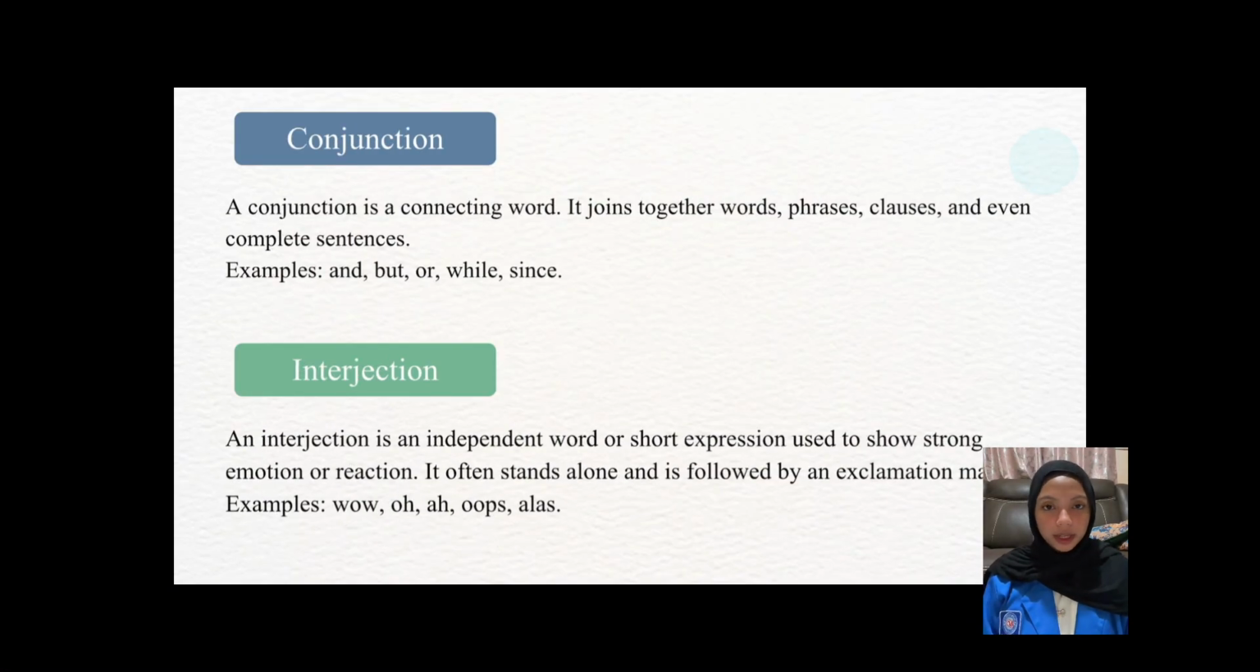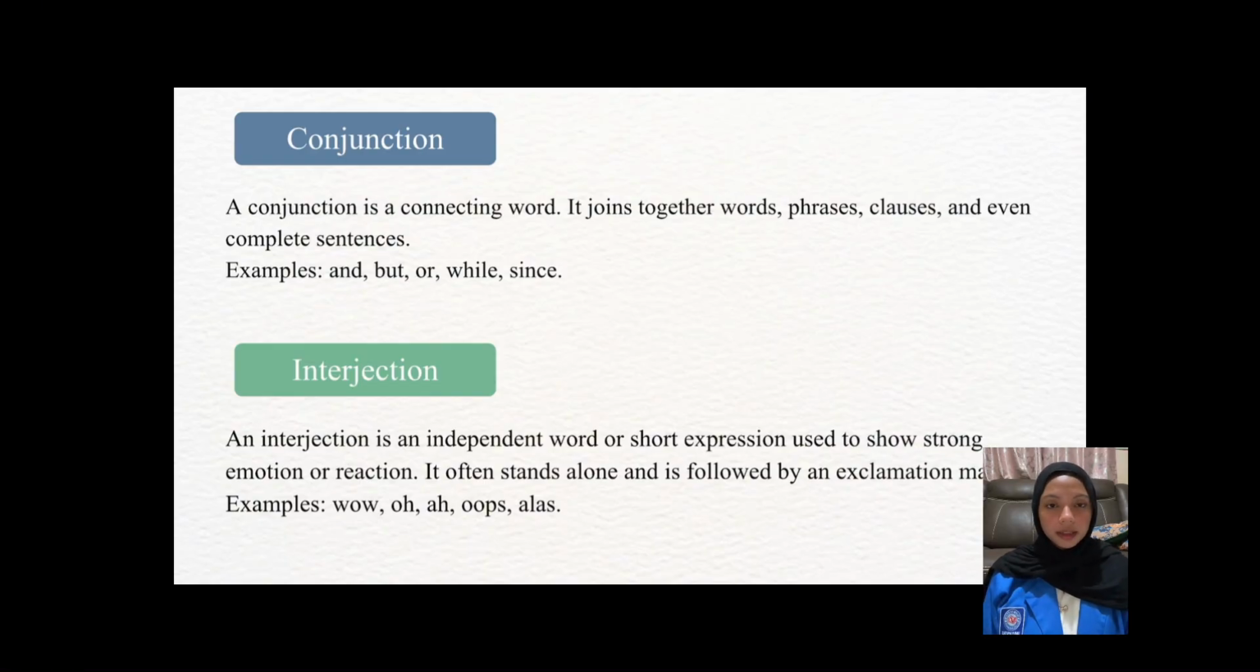And next is conjunction. A conjunction is a connecting word. It links phrases, clauses, or even sentences together. Examples are or, and, but, while, and since. For example, I like tea and coffee. Here the word and connects two nouns.